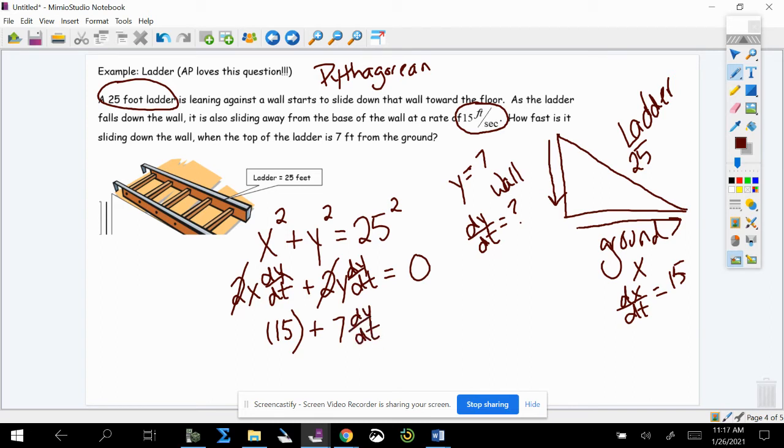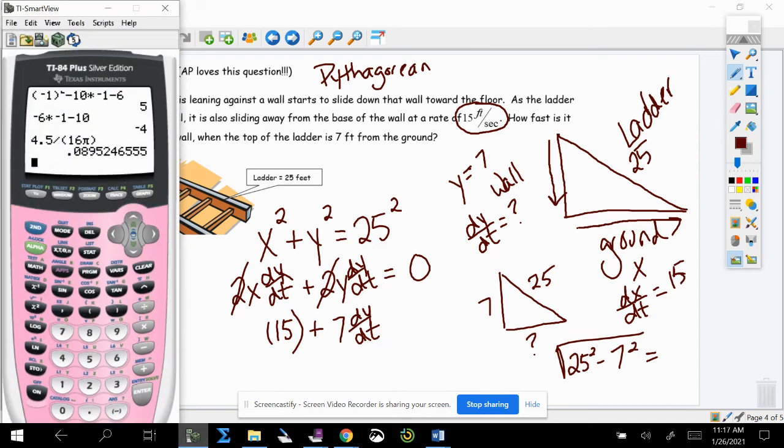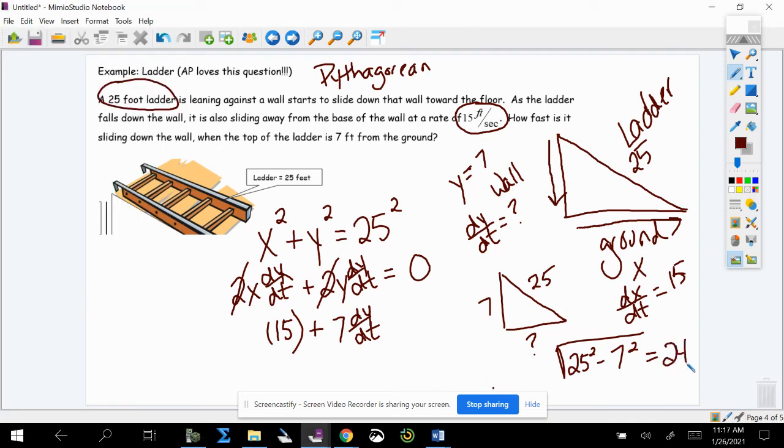Finally, I need to figure out what x is. And x is also going to be found with the Pythagorean theorem. I'm specifically looking when this side is 7, this side is 25. If I'm missing a leg, and that's what I'm missing here, I can quickly do a Pythagorean theorem: 25 squared minus 7 squared under the square root. I can grab a calculator if I need it. I think this one works out really nicely. So the square root of 25 squared minus 7 squared is 24. So that's my x value. So I'm going to put that in.